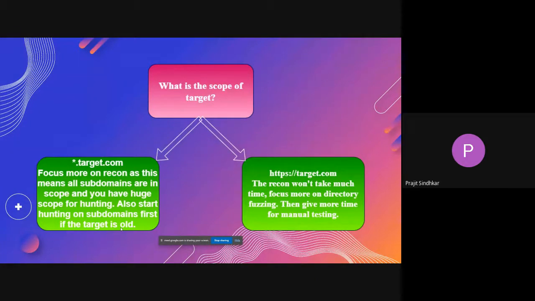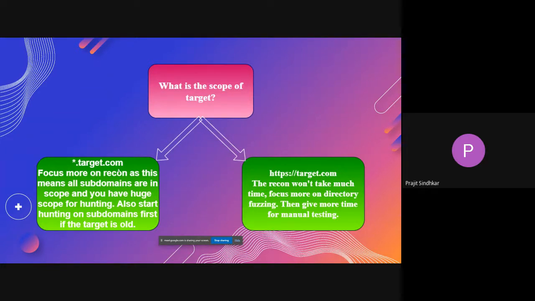So start hunting on subdomains, you will get valids, and targets like this have higher chances of getting valids, because you don't know which subdomain is a new one, which subdomain was here still one year ago, which subdomain was removed, which subdomain was newly added. So there is a high chance of getting valids in such a target.